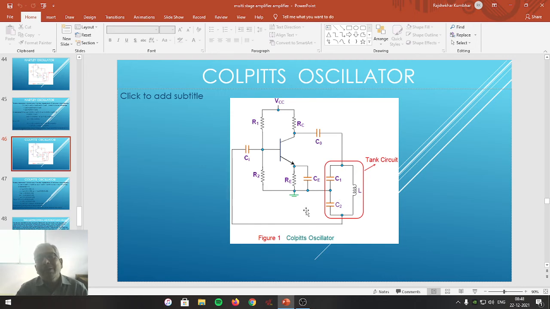Student friends, as the BJT is used in common emitter configuration, it produces a phase shift between input and output of 180 degrees. The tank circuit formed by C1, C2 and the inductance coil produces a phase shift of 180 degrees. This 180 degree phase shift plus the 180 degree phase shift produced by the BJT in common emitter configuration are either added or subtracted, so that the net phase shift between input and output of the entire oscillatory circuit is either 360 degrees or 0 degrees.